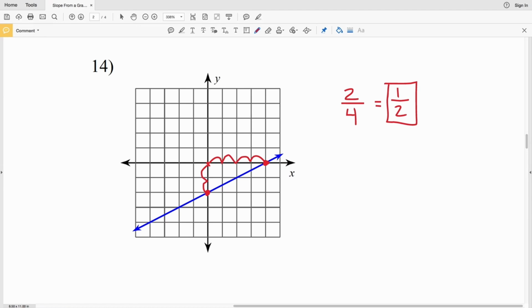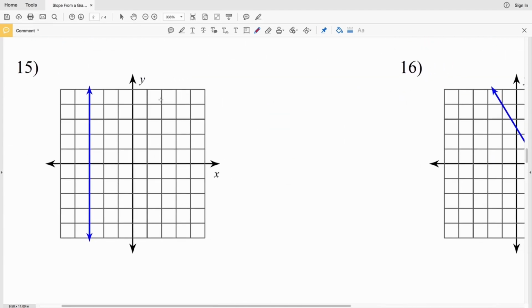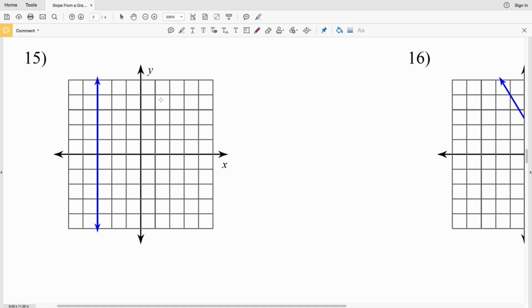for number 14. Number 15, we have a vertical line, and just as we did in the previous video, we know that a vertical line is undefined. That is because regardless of which points I take, we're always going to have a rise number, which could be 2, 3, 4, 1, etc., all over a run of 0, and any number over 0 is undefined.